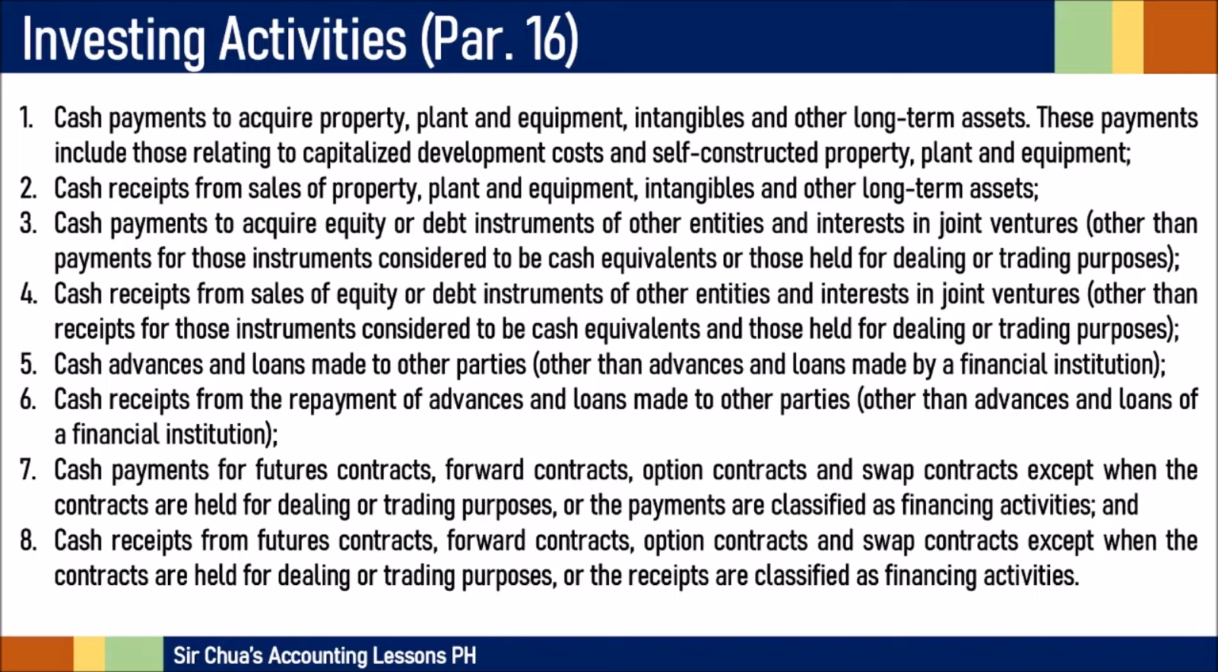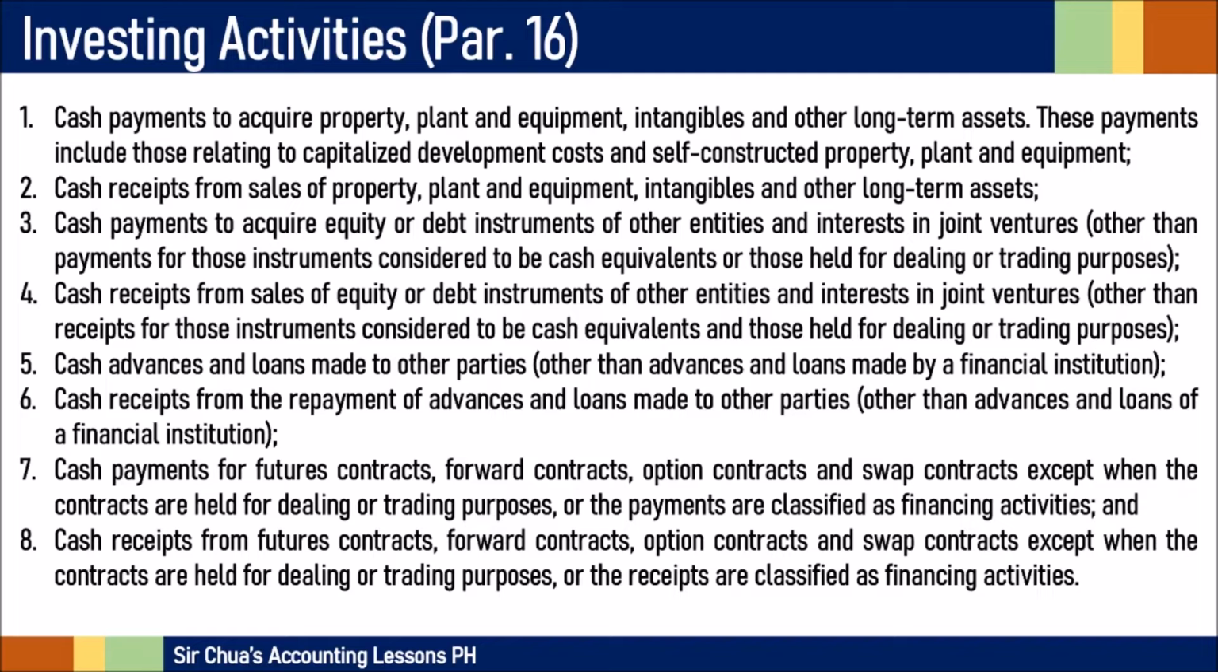But if your inventory includes equipment, you are selling machinery as part of your inventory, then that becomes operating activities because those are main revenue generating activities that you have. But if you are actually using your PPE or your machinery, your equipment for your operations, but then suddenly you sell it, then it becomes a cash inflow for investing activities.